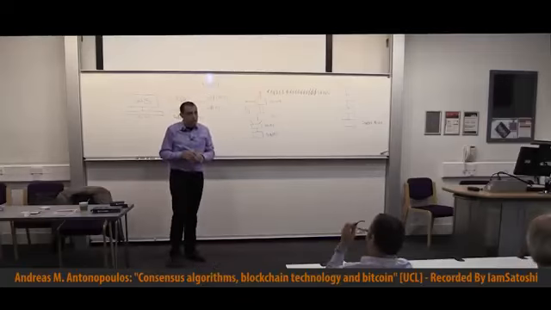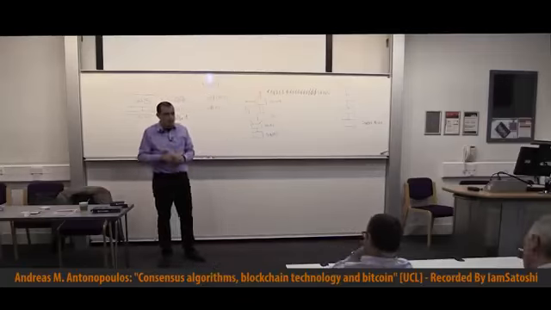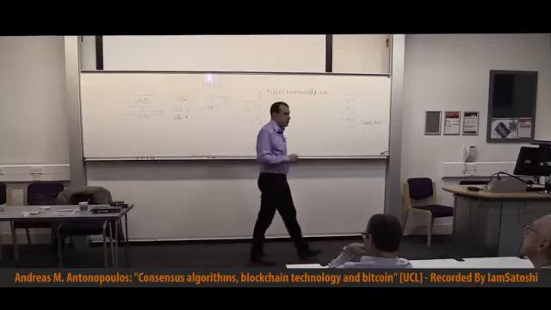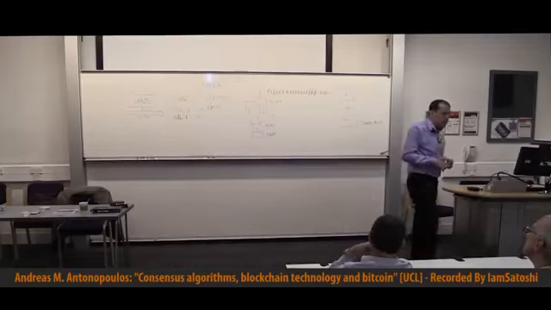Yes? Do all nodes have to forever keep all alternate chains then, or do they discard them at any point? They discard them pretty quickly.